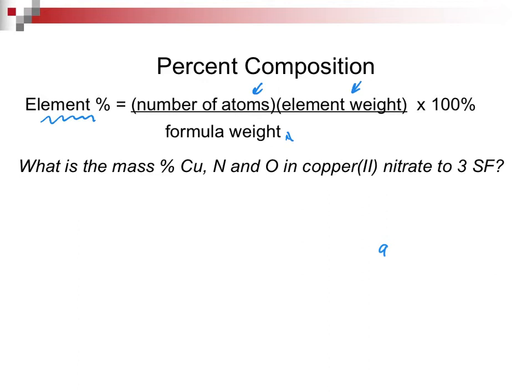So for this problem, I would start by saying, let's start with copper. I have one copper atom, and it weighs 63.55 atomic mass units. I'll get the number 63.55 grams. For my nitrogen, oh, I guess I forgot to say, I just moved on and on.